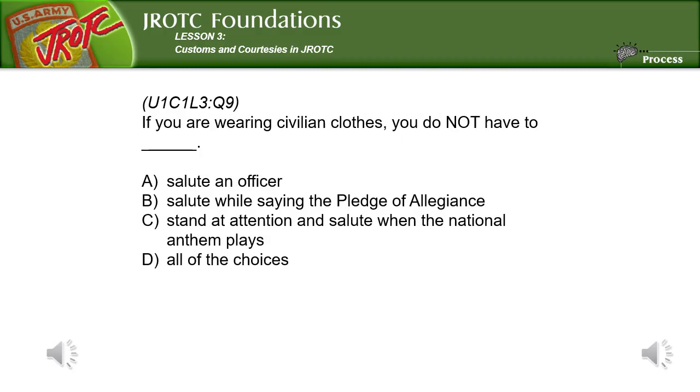Next question. If you are wearing civilian clothes, you do not have to blank. Is it A, salute an officer? B, salute while saying the Pledge of Allegiance? C, stand at attention and salute when the national anthem plays? Or D, all of the choices? The answer is D, all of the choices.